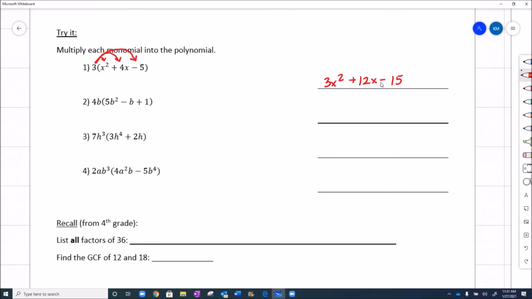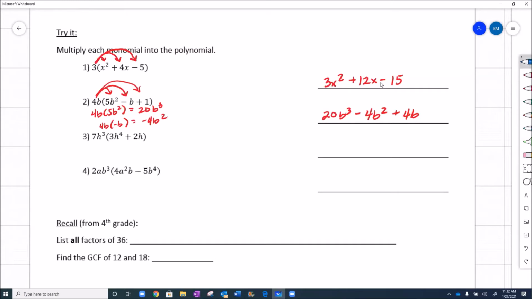But maybe we're distributing something with a little bit more. So we got 4b times 5b squared. 4 times 5 is 20. B times b squared will give us b to the 3rd. We've got 4b minus b, so 4b and negative b. That gives us negative 4b squared. And then we have 4b times 1, which is just 4b.